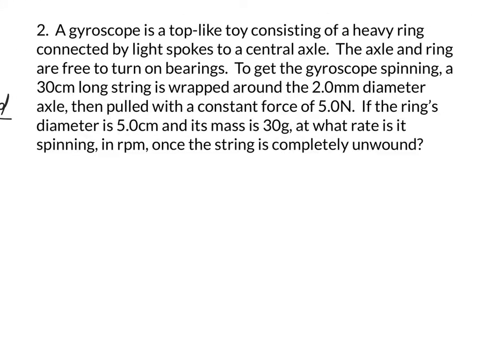We have a gyroscope. Remember those toys? It's like a spinning axle, and it's got a big ring around it. Sometimes they have multiple rings, but you wind it up and you let it go. The axle is free to turn on bearings, meaning they don't have any friction. And to get it spinning, you wind a rope around the center, and you pull it real fast.